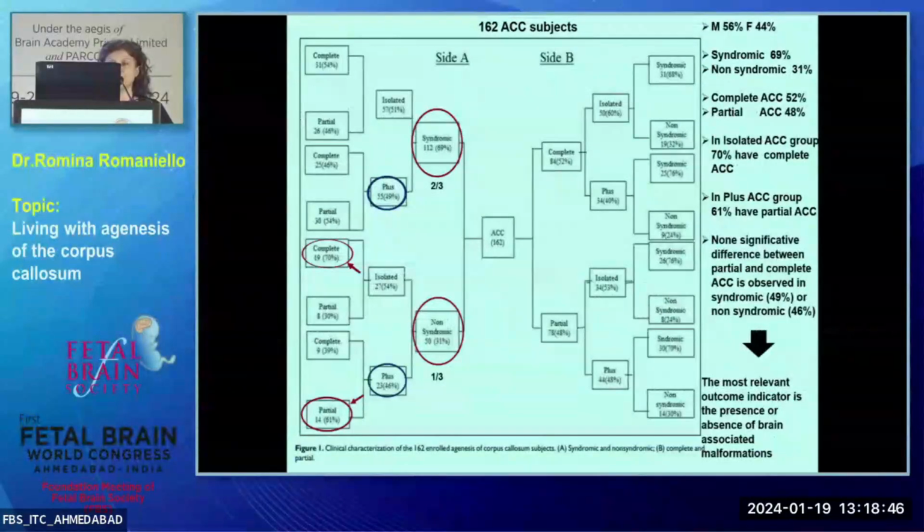In this flowchart, you can see the population of these 162 ACC subjects. There were 56% males, and 69% were syndromic. Complete ACC was in 52 patients. In the isolated ACC group, 70% have complete ACC. In the plus ACC group, 61% have partial ACC. No significant difference between partial and complete ACC is observed in syndromic or non-syndromic patients. The most relevant outcome indicator is the presence or absence of associated brain malformations.